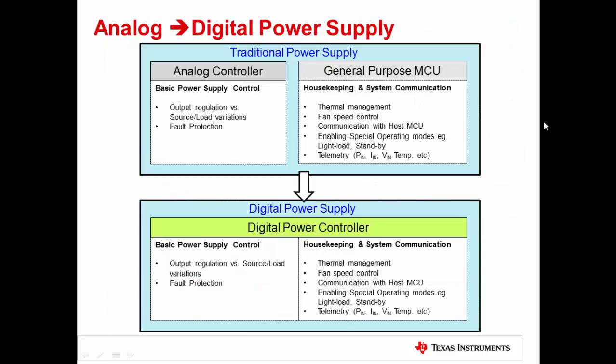In a traditional power supply, the tasks described earlier were managed using dedicated controllers. A dedicated analog power management controller was available to take care of all the high-speed power supply functions, while a general-purpose MCU was available for housekeeping and system communication. However, with digital power supplies, the holy grail is having a single unified digital power controller that would have the capability to manage both these functions, both the high-speed and low-speed functions at the same time.